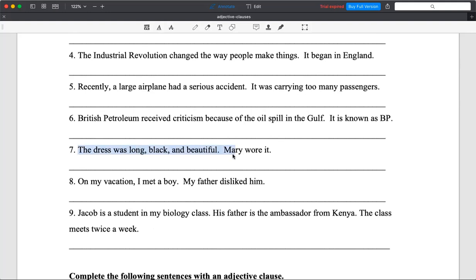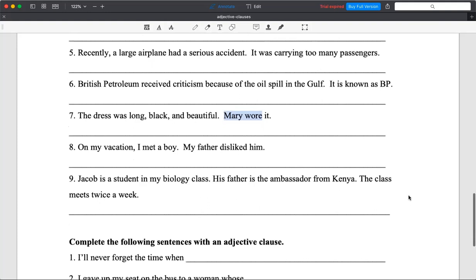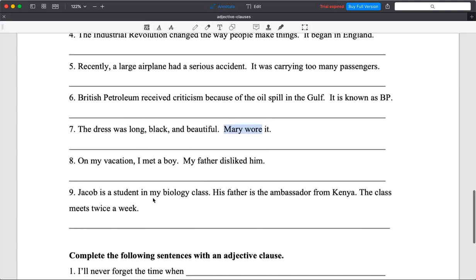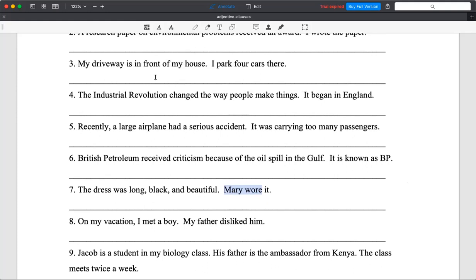The long black and beautiful dress was worn by Mary. I can also say Mary wore a long dress, which was a dress which was long and black and beautiful. But your sentence is okay as well. Number 6, British Petroleum, known as BP, received. Yes, Holly, good work. Okay. William, number 9, and Fiona, number 3.